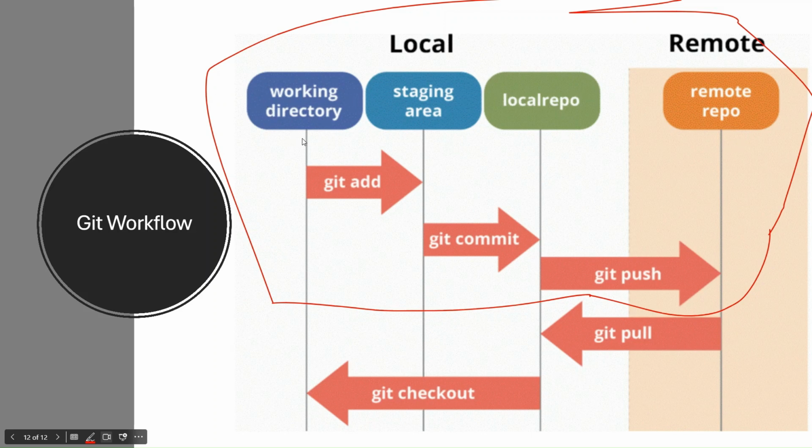First is the working directory, that is the folder you are working in. From there, when you make any change, what do you do? You stage, then move to the staging area. From the staging area, you commit it. Commit takes it to the what? To the local repository. And from the local repository, what do you do? You push to the remote repository. It can be your GitHub or whatever.